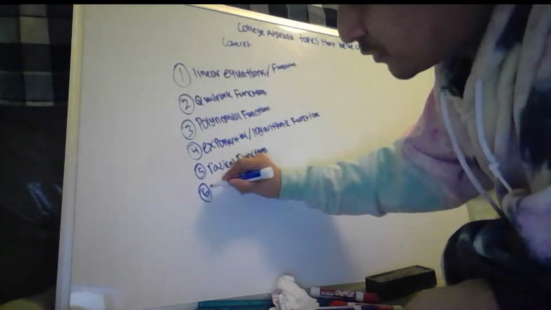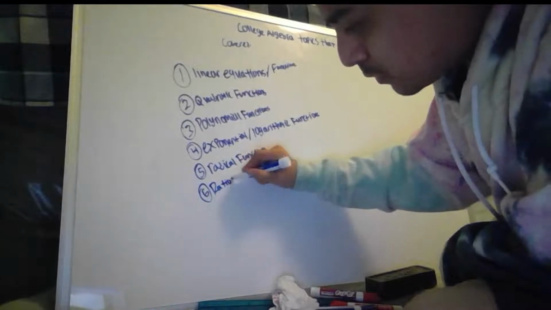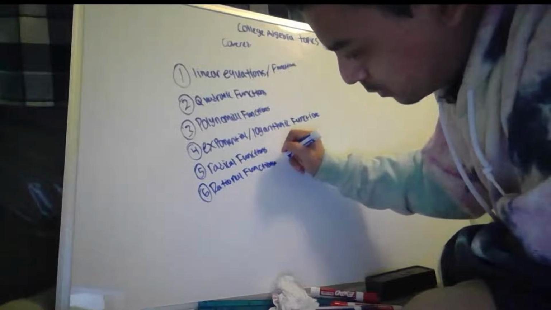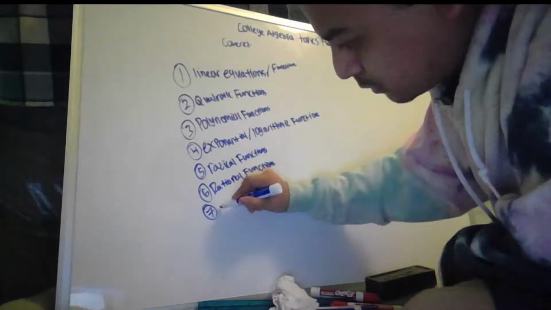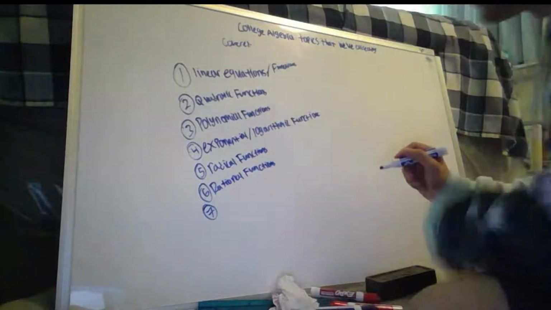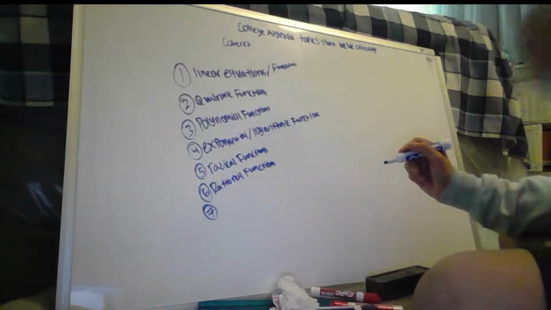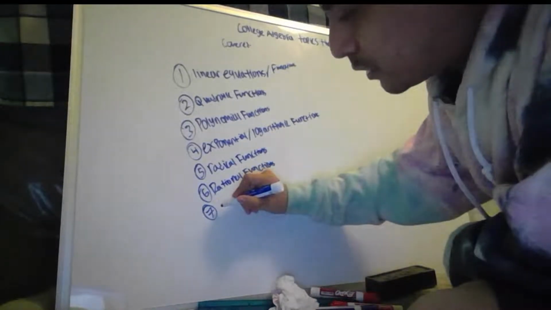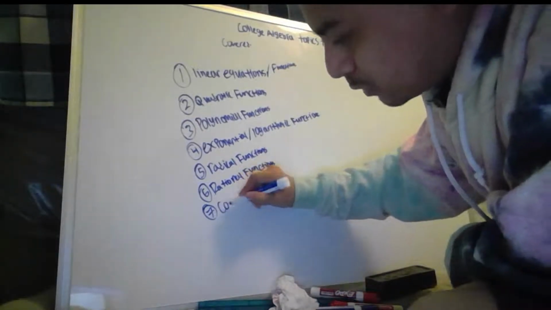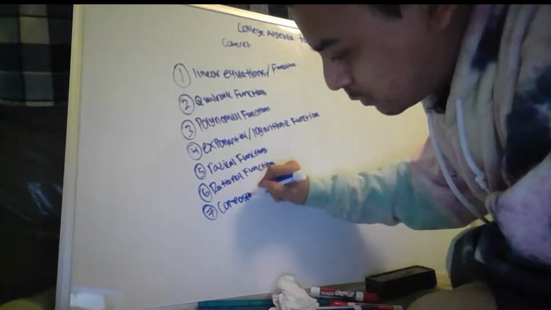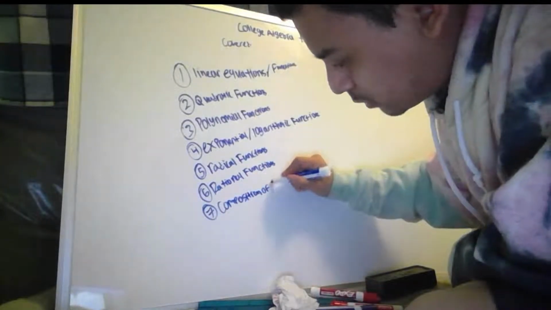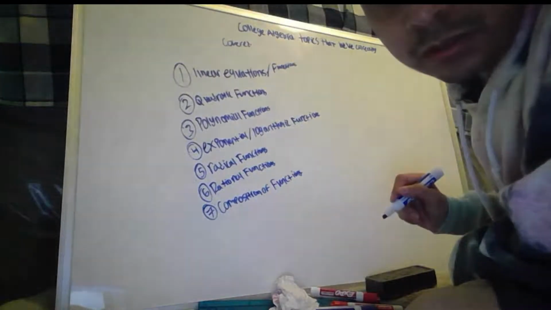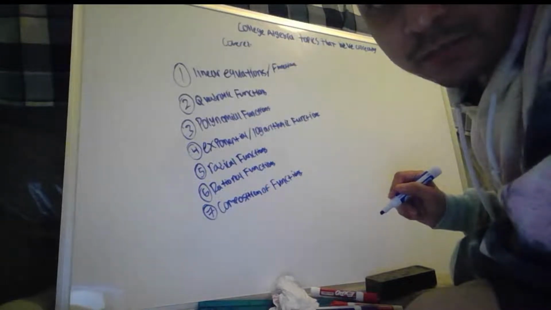Number 6, we've covered rational functions. Number 7, we've covered composition of functions, okay? Composition of functions is covered.